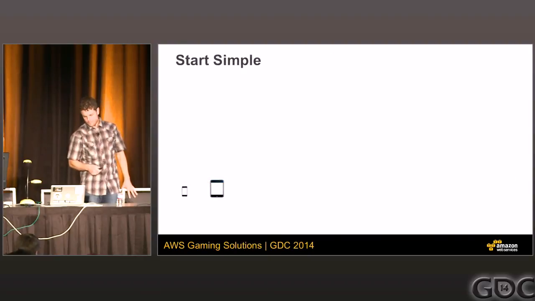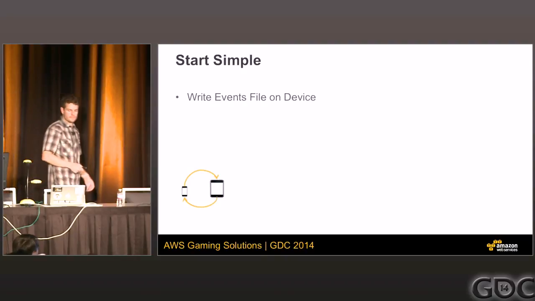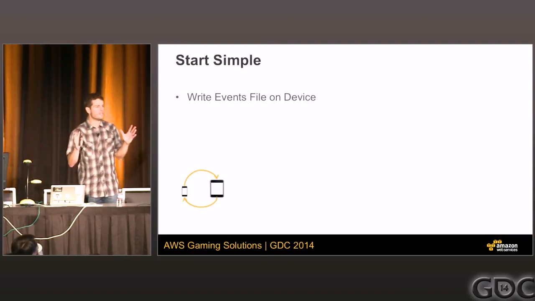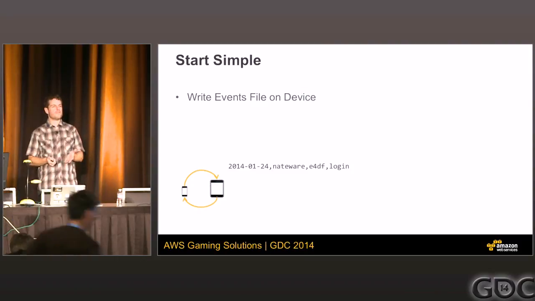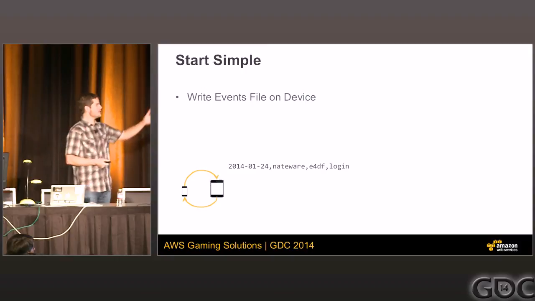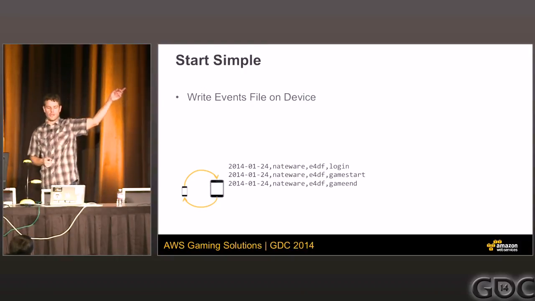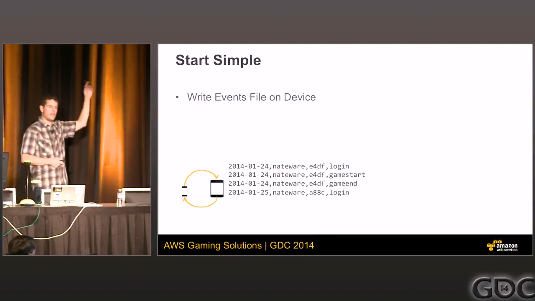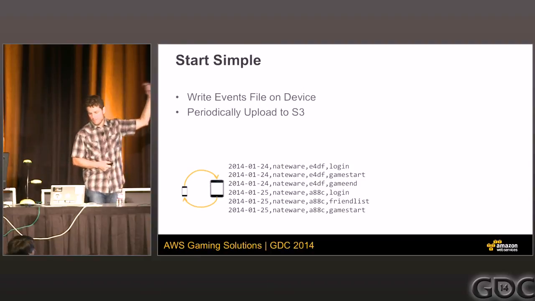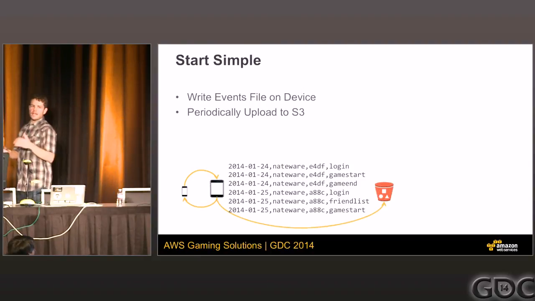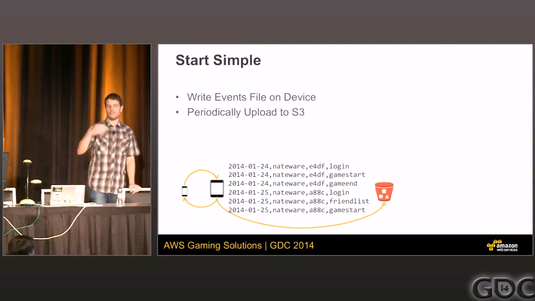As I mentioned at the very start, I'm a big fan of starting simple and iterating. In the very simple case, how do you get some data about your game? Just write an events file on the device. It has your timestamp, log in, session ID, and just what's going on. They logged in, they started a game, they ended a game, and later on they logged in again, got a list of friends, started a game, etc. Keep that spooling in the local save on the device, whether it's a mobile device or a console. There's always a local save area.